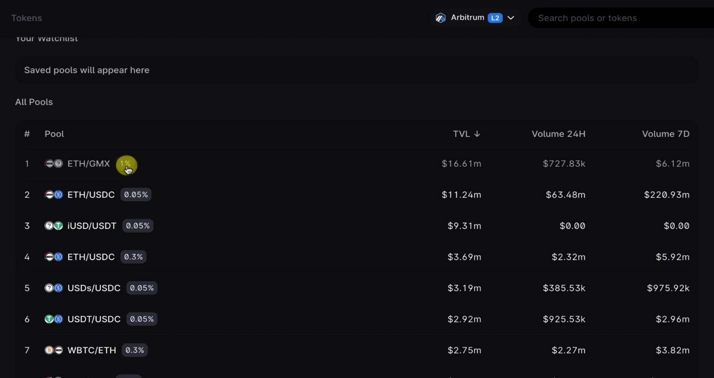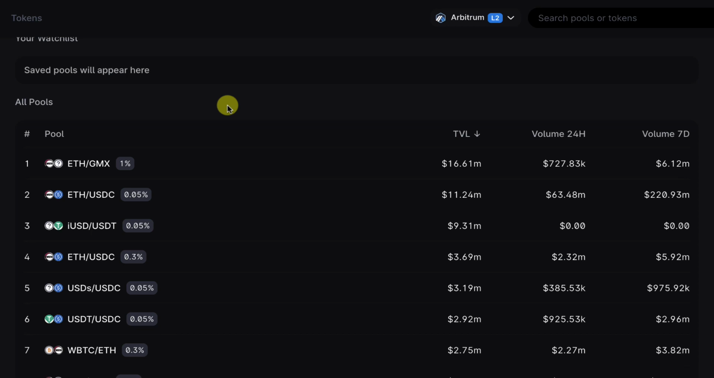What does this fee mean? It means that every trade that is being made on this pool, this is the fee that the swapper, the trader, is paying for the protocol, and eventually this fee goes to you, the liquidity provider. So if we want to calculate the APR, it's not that straightforward because we have the volume, we have the TVL, and we have the fee.